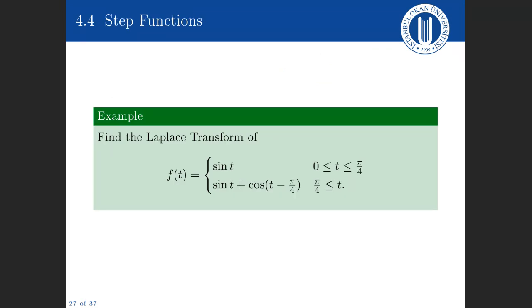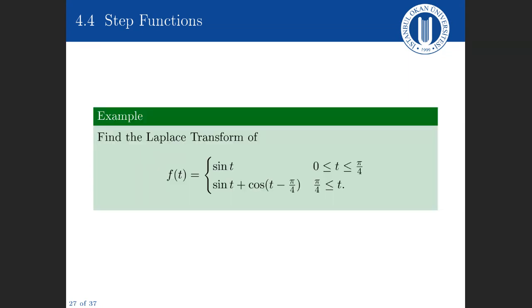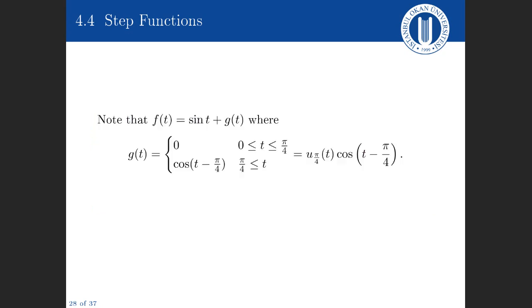Next example. Find the Laplace transform of f of t, which is equal to sine t if t is between 0 and pi over 4, and is equal to sine t plus cos of (t minus pi over 4) if t is greater than pi over 4. The first thing to do is to write this function in terms of the unit step function. Note that we can write f as sine t plus a function, because there's always a sine t at the start. It's plus a function which is equal to 0 to start with, and then it's equal to cos. But this is just the same as u_(pi over 4) multiplied by cos.